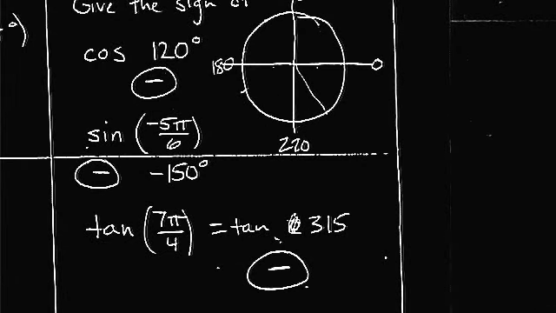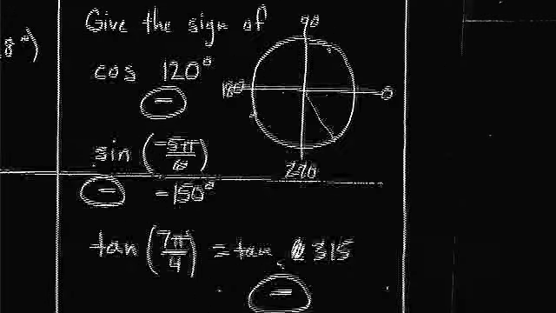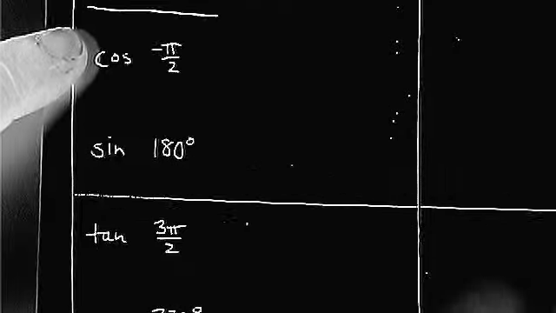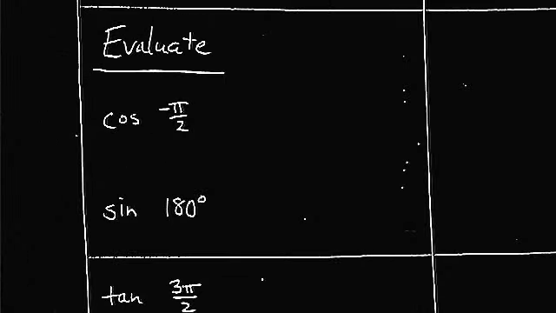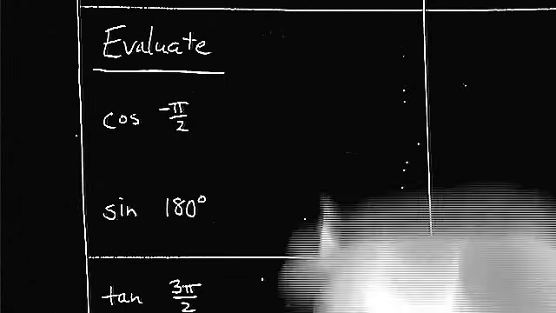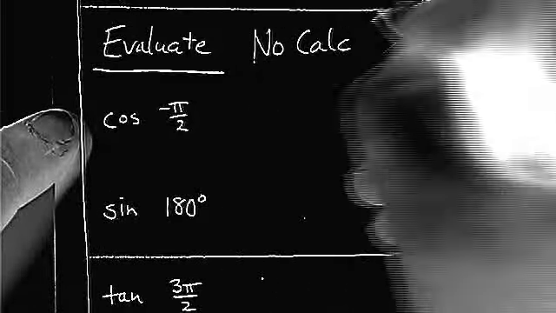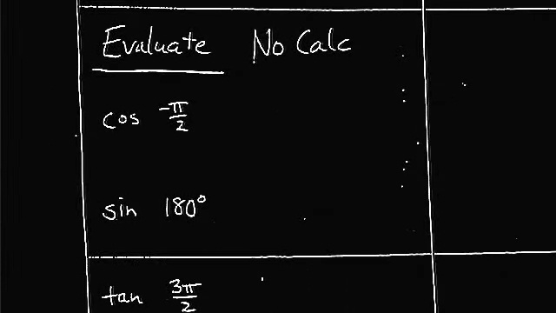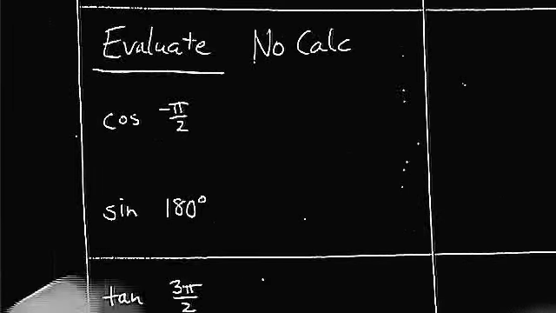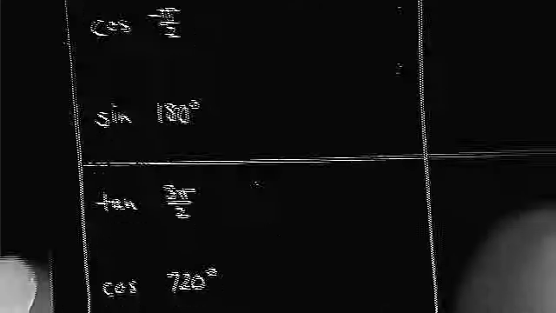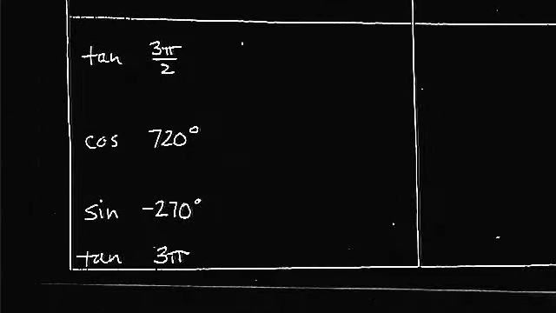Find the location and then understand whether it's an x, a y, or a slope, and identify whether it's positive or negative. Okay, here's a couple questions that I would like you to evaluate. So no calculator on these. You won't have one for the quiz for stuff like this. Find the location, negative pi over 2, tell me the cosine. Find the location for 180, tell me the sine. Find these locations and tell me the individual parts that I'm asking you for.